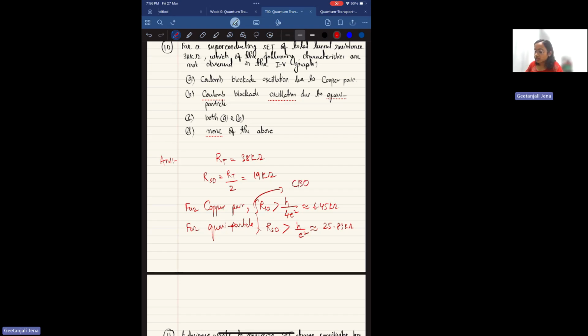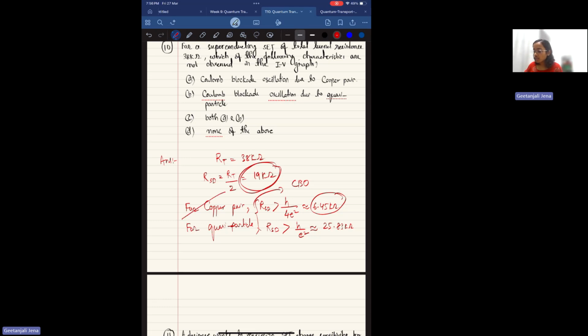To see the Coulomb blockade oscillation, you need a minimum tunnel resistance of 6.45 kilo ohm for the Cooper pair. Also, for the quasi-particle, you need a minimum tunnel resistance of 25.83 kilo ohm. For this given superconducting SET, the tunnel resistance is 19 kilo ohm. So for the Cooper pair, the minimum is 6.45, which is less than 19 kilo ohm. So you can see the Coulomb blockade oscillation because of the Cooper pair.